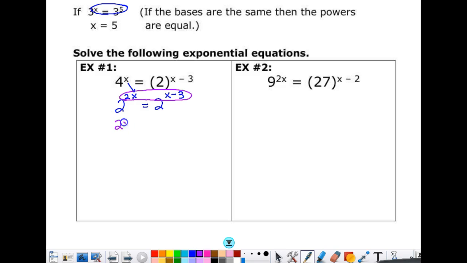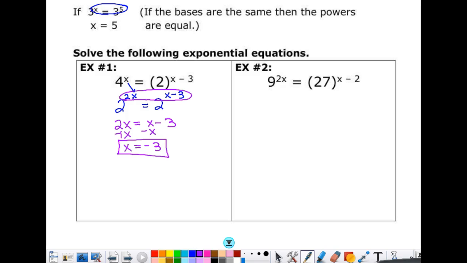Now I can say 2x equals x minus 3. We forget the big base numbers of 2, because we're trying to figure out what this x is up here in the exponent. So now I just solve. I move the x over. I get 2 minus 1 is 1x, good, equals negative 3. So I figured out what x is. X is negative 3.